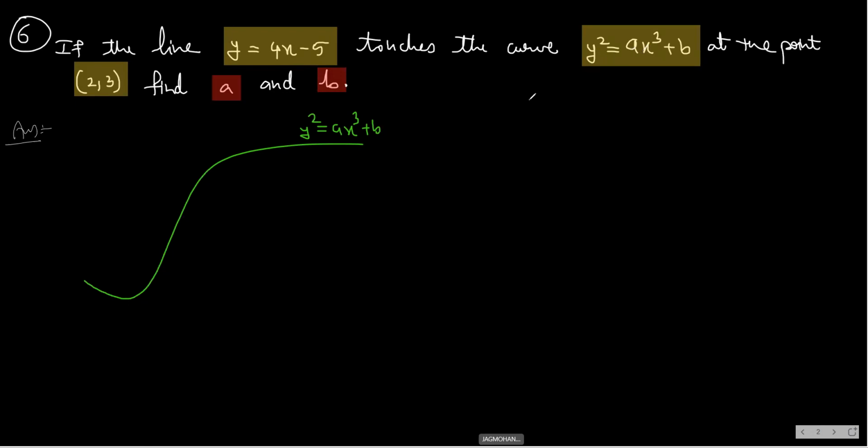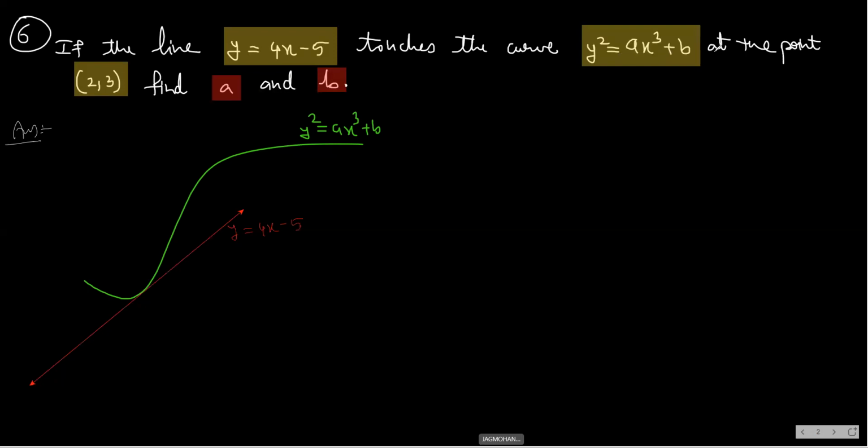I have one curve. They say if the line y equals 4x minus 5 touches the curve, so this line is touching this curve. Okay, so I understand that this line is a tangent to the curve. So I draw a tangent, and what is the equation? It is y equals 4x minus 5. Okay, they say it is tangent.